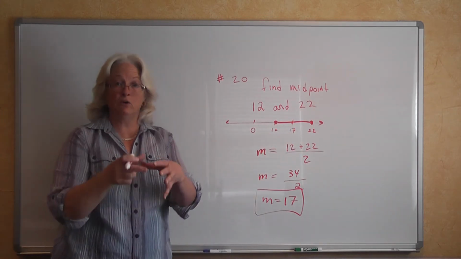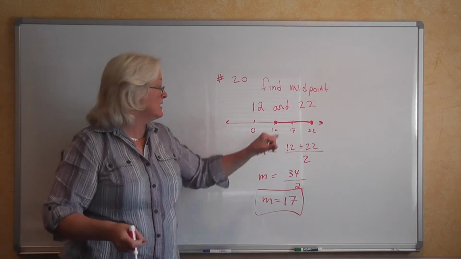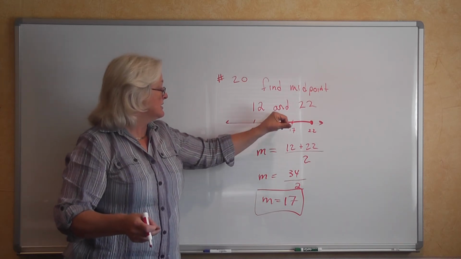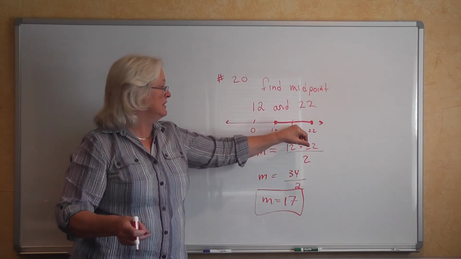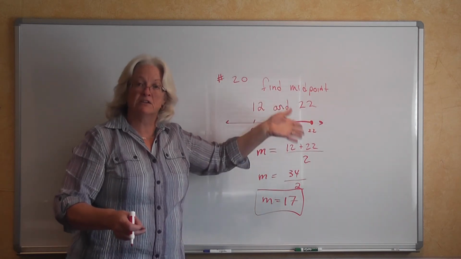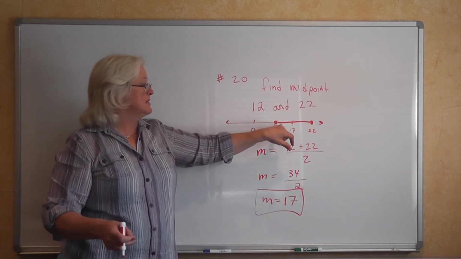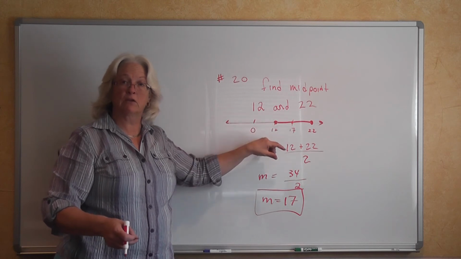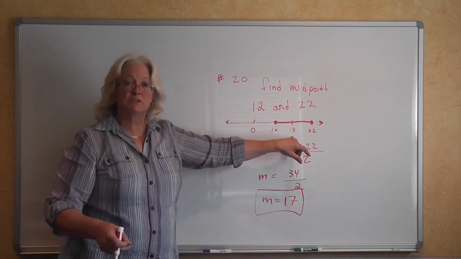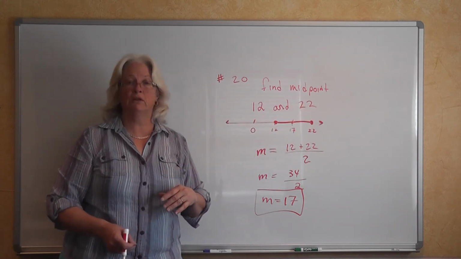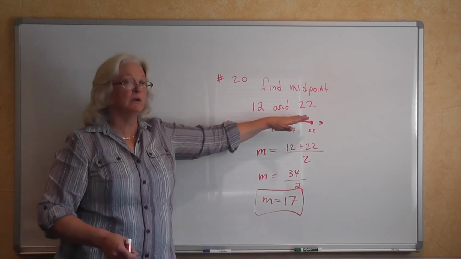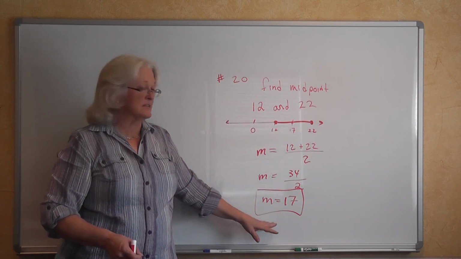And if you had drawn this number line out so there's a single marking between 12 and 17, 17 and 22, 17, 18, 19, 20, you'd see that it's 5 units from 17 back to 12, 5 units from 17 up to 22. So the midpoint of these two numbers is 17.